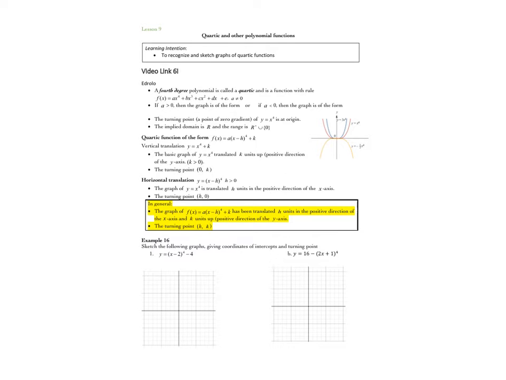Let's look at polynomials of degree 4. Degree 4, x to the 4. If x to the 3 is a cubic, well, x to the 4 is a quartic. So quartic functions: a fourth degree polynomial is called a quartic, and what makes it fourth degree is that we have x to the 4, okay?